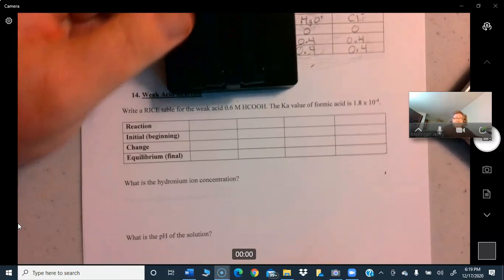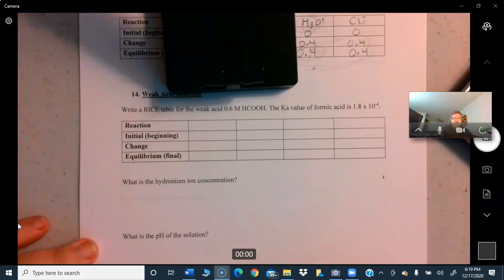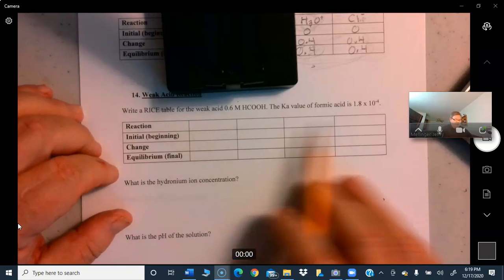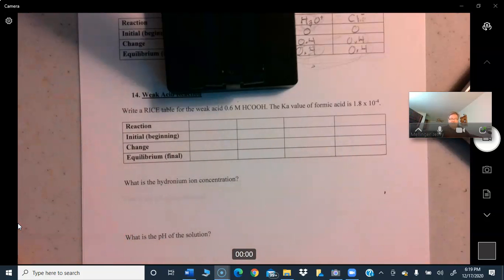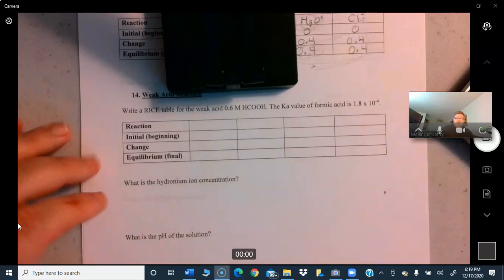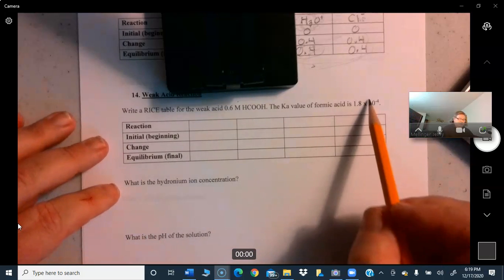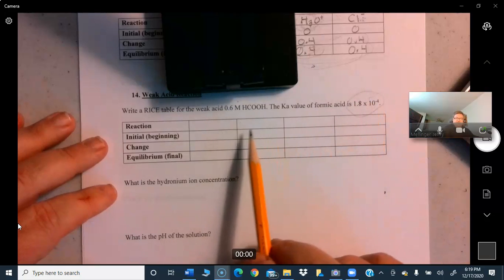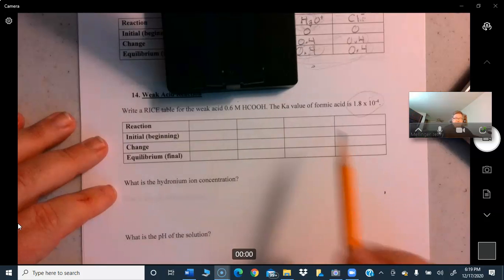Okay, so we're going to start off with one that we just saw on the previous page. Write a rice table for weak acid, 0.6 molar formic acid. The Ka value for formic acid is 1.8 times 10 to the negative 4th. Okay, so if you're drawing this on paper, just write RICE and write the equation. You don't have to draw the boxes. That's not necessary, but be sure you line things up properly when you do it, okay? We don't need the Ka quite yet. We're going to get to that when we get to the law of mass action. So we're going to just fill out the rice table.